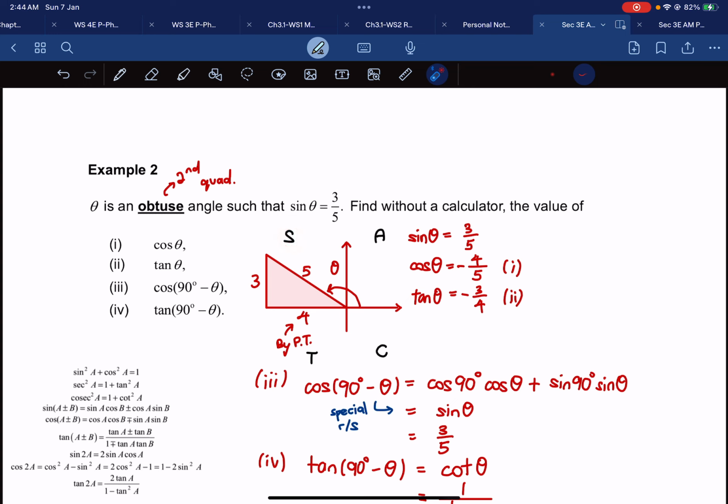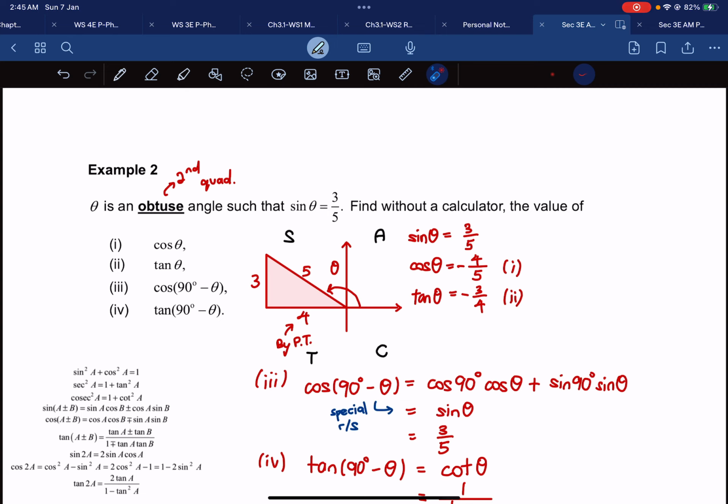I can draw this diagram here. Okay, and so I know that based on this angle here, this is my reference angle. Therefore, this is 3, this is 5. By Pythagoras theorem, I can get this side to be 4. And then I can easily obtain what is cosine theta and tangent theta, bearing in mind that this is the second quadrant, so only sine is positive. Both cosine theta and tangent theta must be negative.